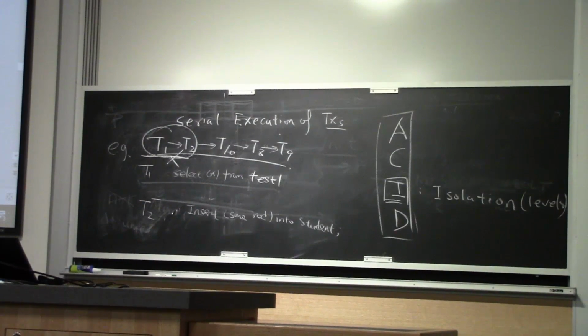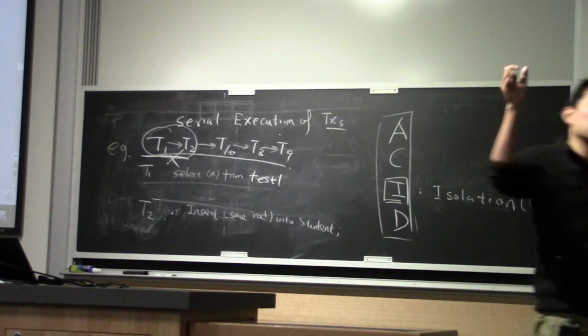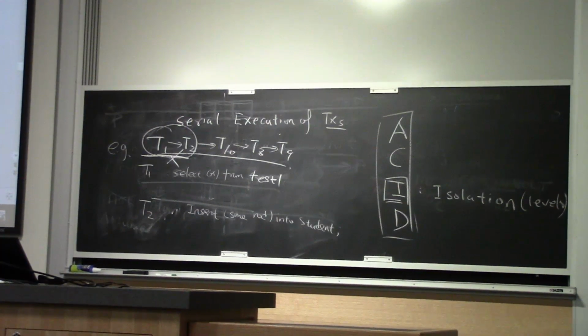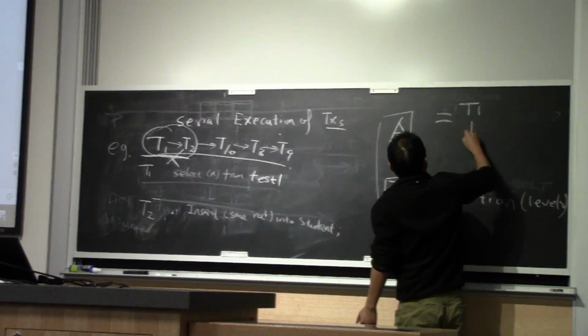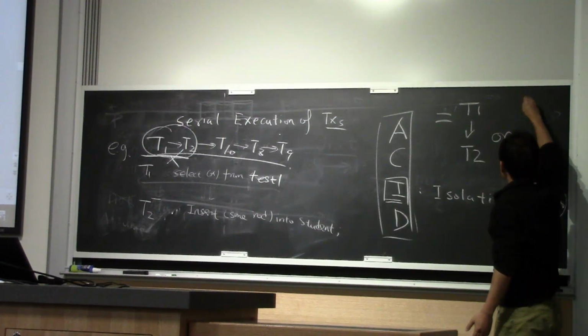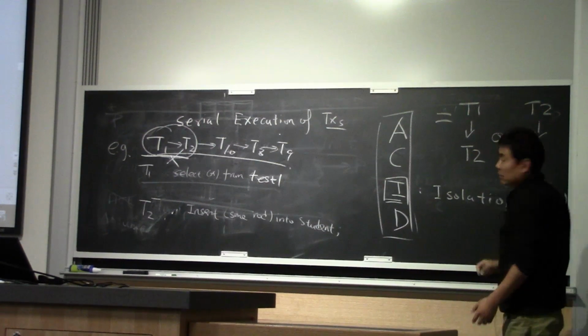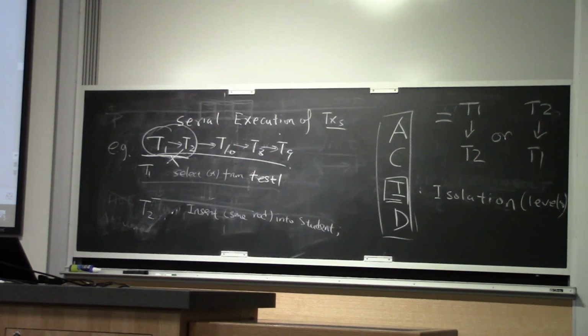Using that example I just showed you, one is doing a select all from the course table. The other one is deleting a student record. What will be the end effect, even if you execute them in parallel? The end effect is equivalent to this, or it's actually also equivalent to this. In this case, these two are the same. Do you follow that? Yes?